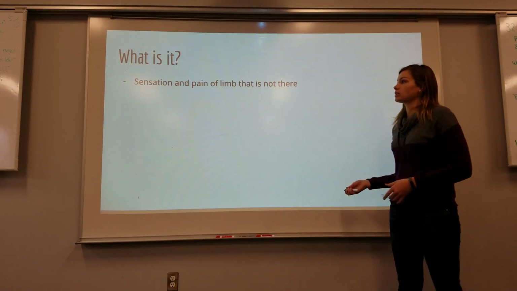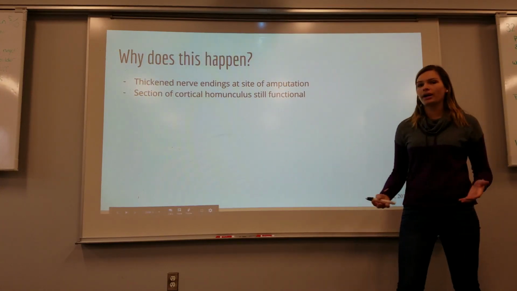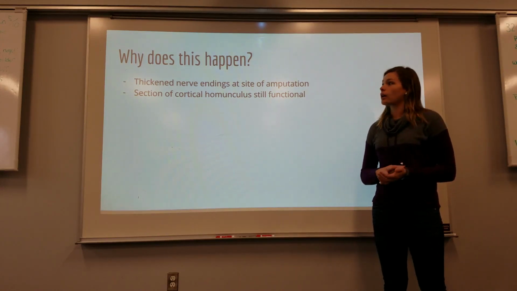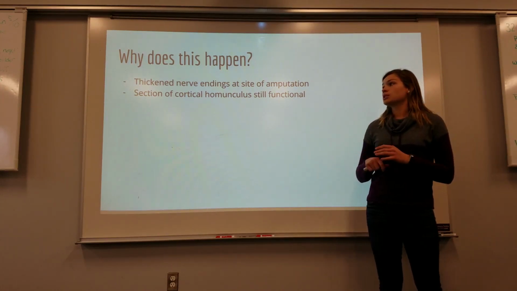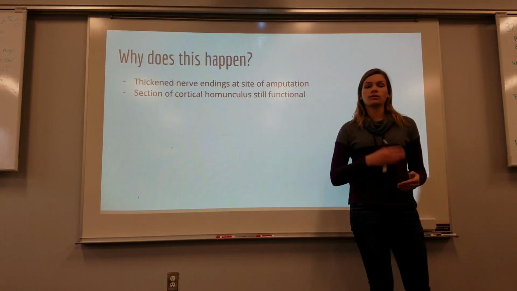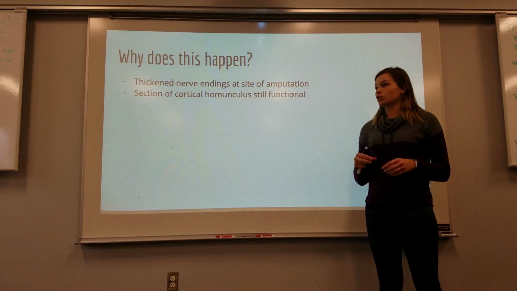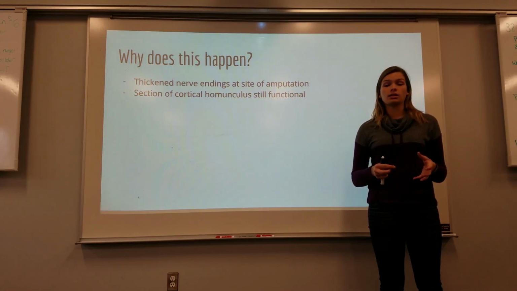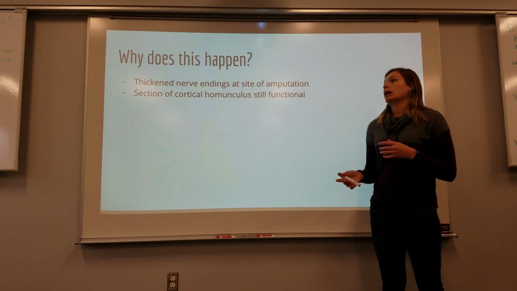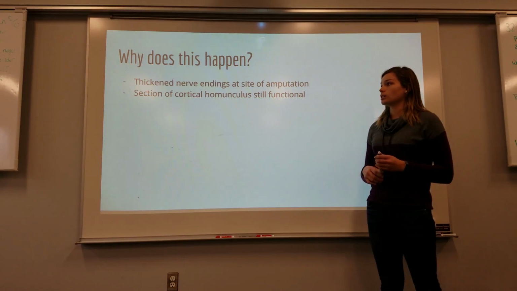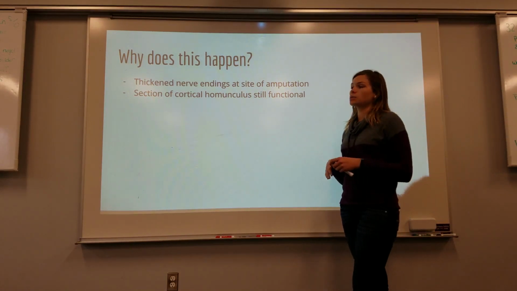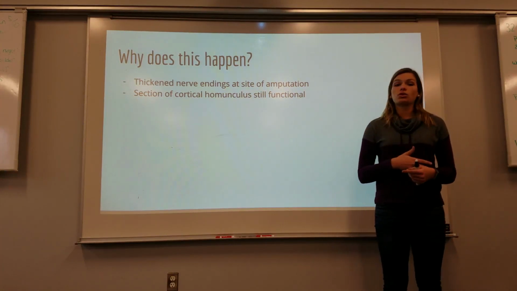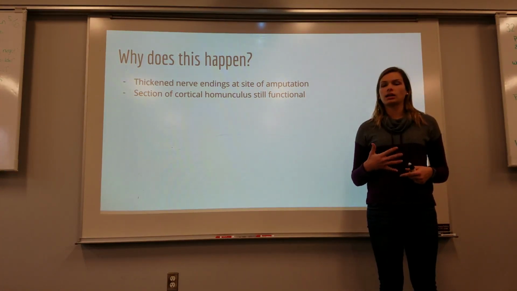So, next is why does this occur? Why does the brain perceive a limb that is no longer there? Well, during an amputation, when the nerves are cut off, those nerve endings become thickened and send increased stimulus up to the brain. And it goes to the section of the cortical homunculus, which we have talked about previously in this class, that was associated with the amputated limb.